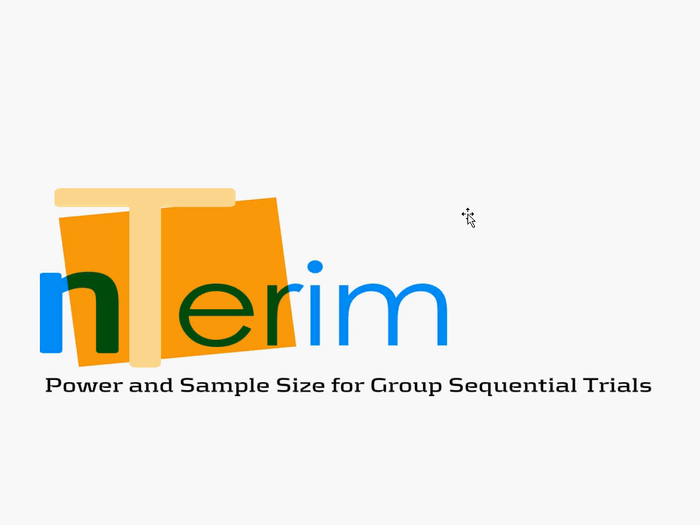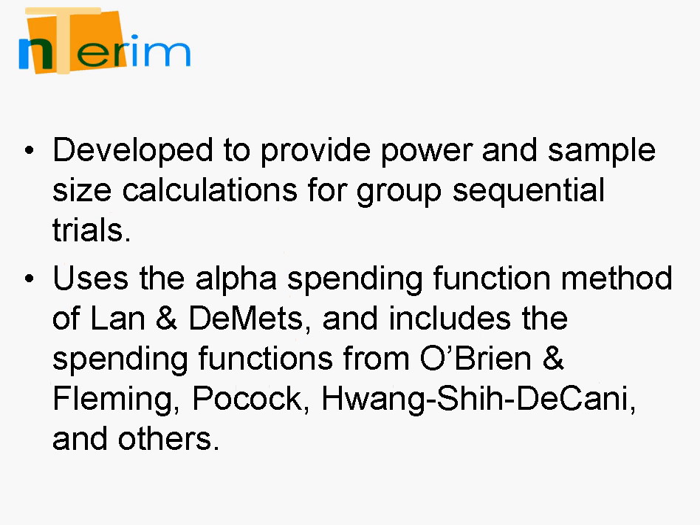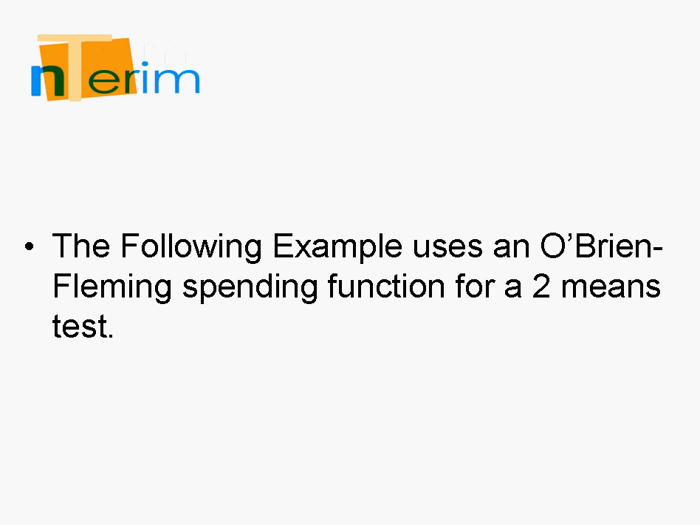nTerim, power and sample size for group sequential trials. nTerim has been developed to provide power and sample size calculations for group sequential trials. It uses the alpha spending function method of Lan and DeMets and includes the spending functions from O'Brien-Fleming, Pocock, Hwang-Shih-DeCani and others. The following example uses an O'Brien-Fleming spending function for a two-means test.